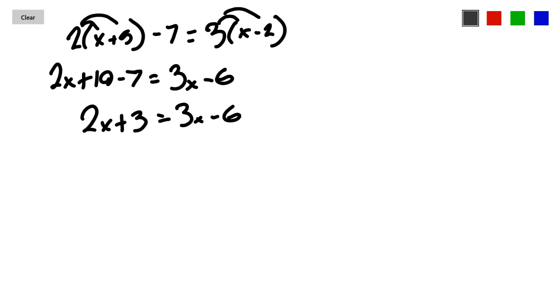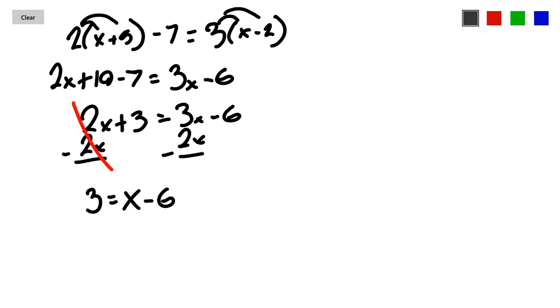So what I'm going to do is get all of the x's on one side, and I'm going to do that by subtracting a 2x from over here. It doesn't matter what side you start from, but what does matter is that you have to do it on both sides for this to remain equal. So I've got 2x minus 2x, which is 0. The 3 stays the same. And then I have 3x minus 2x, which is just an x. And then the minus 6 stays the same.